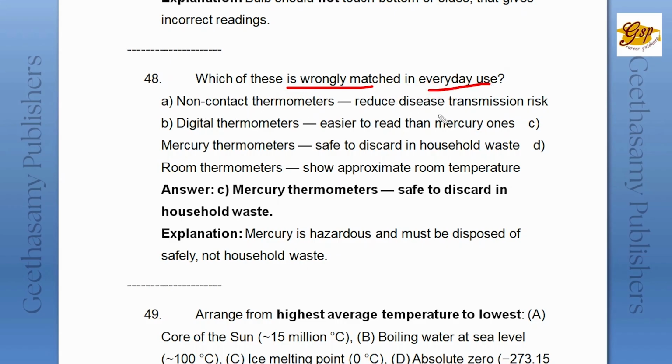And 48th question, which of these is wrongly matched in everyday use? Non-contact thermometers reduce disease transmission risk, and a digital thermometer is easier to read than mercury ones. Mercury thermometer safe to discard in household waste, and room thermometers show approximate room temperature. The answer is mercury thermometers safe. It's not safe, which we have been seeing. So mercury is hazardous and must be disposed of safely, so not in household waste.